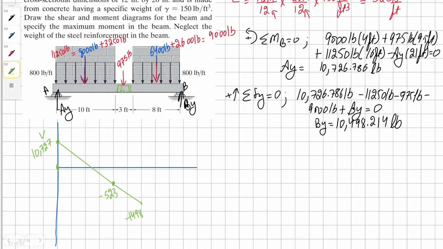Alright, now that we have that, let me redraw it because it doesn't really reflect. I know this graph isn't to scale, but it should at least reflect some reality. Alright, so this curve looks a little bit better.